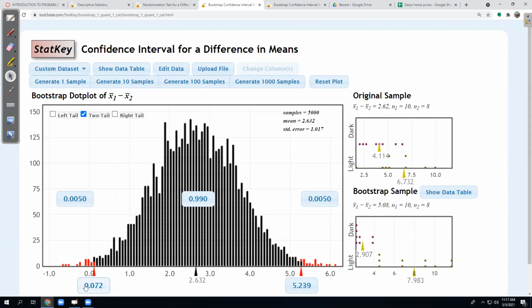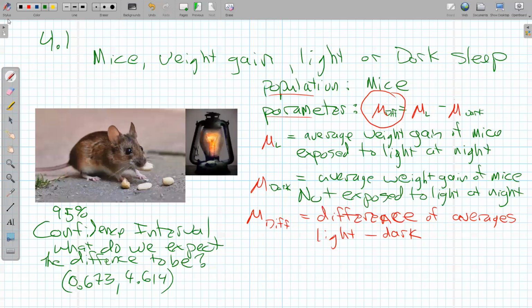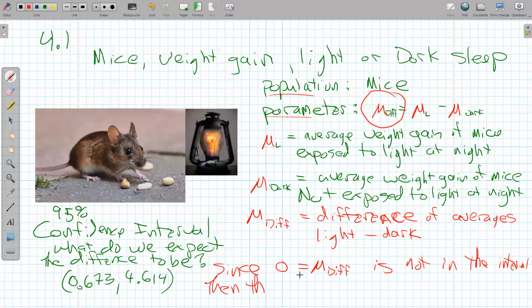So does this imply that there is a significant difference in weight gain if the light is left on at night? And the answer is yes, there does seem to be a difference. No difference is not in the interval, so there does seem to be a difference. So just a side note here, since 0, mu diff, is not in the interval, then there seems to be a significant difference in weight gain if the light's on.